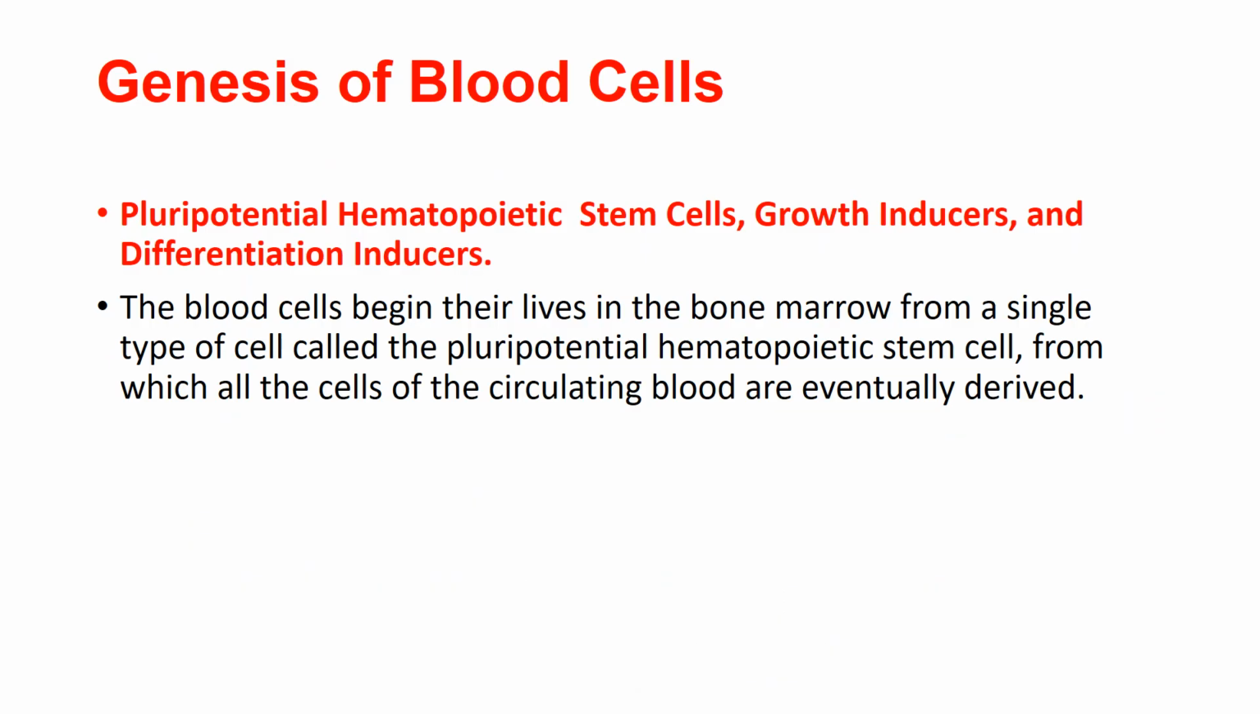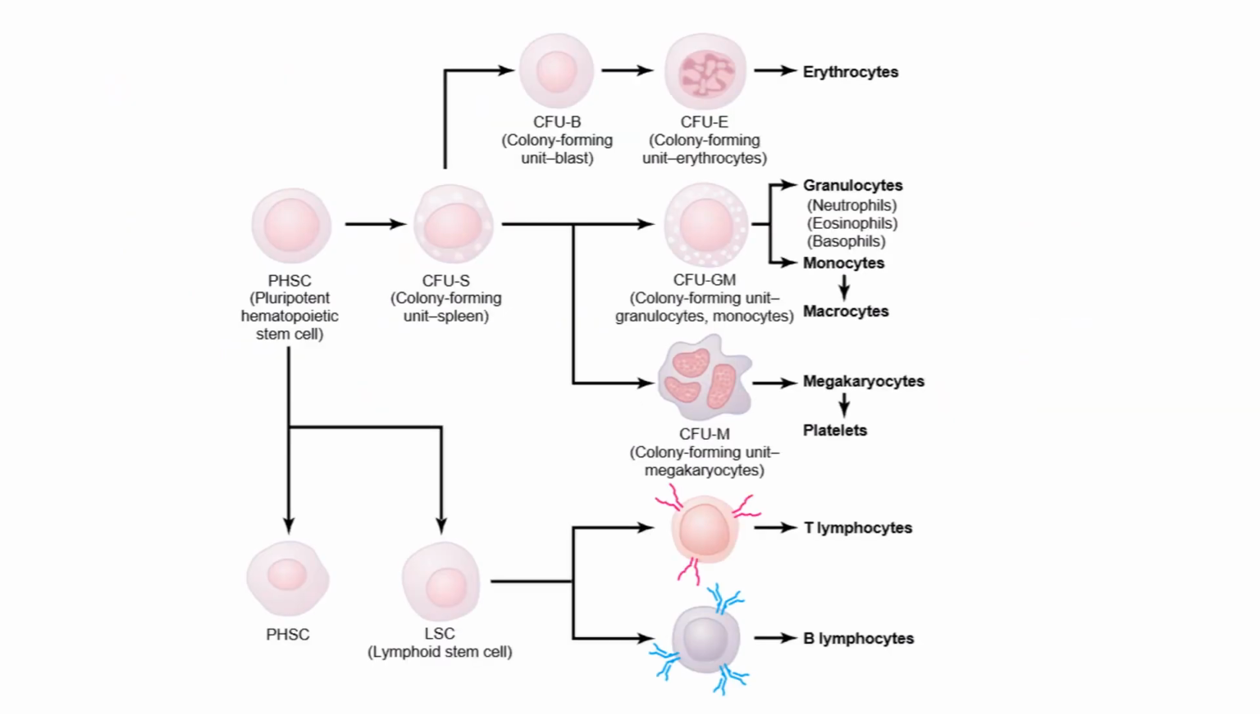Genesis of blood cells. Pluripotential hematopoietic stem cells, growth inducers, and differentiation inducers. The blood cells begin their lives in the bone marrow from a single type of cell called the pluripotential hematopoietic stem cell, from which all the cells of the circulating blood are eventually derived. The figure shows the successive divisions of the pluripotential cells to form the different circulating blood cells.